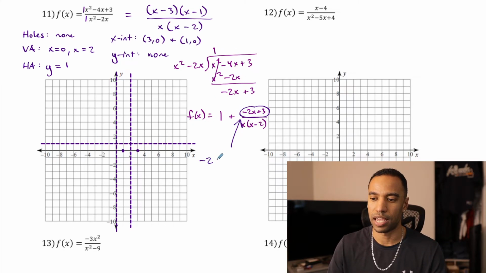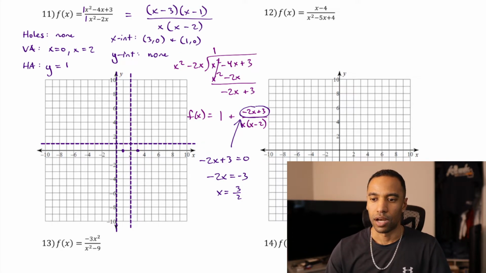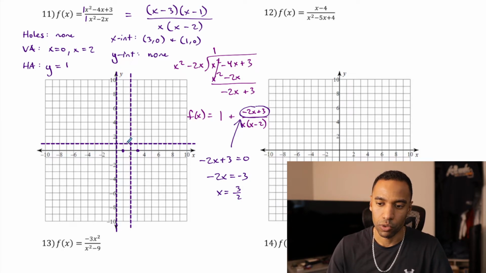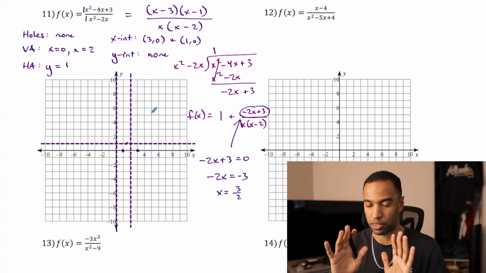So where does negative 2x plus 3 equal 0? You subtract 3, you divide by negative 2, you get x equals 3 over 2. So we cross, that's 1.5. We cross the asymptote right here at 1.5, right there. That actually, I'll be honest, this tells me everything about the graph that I need to know.